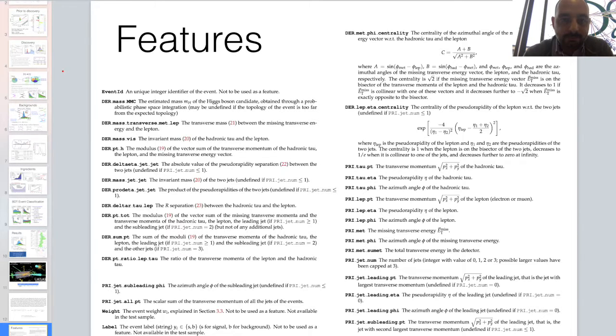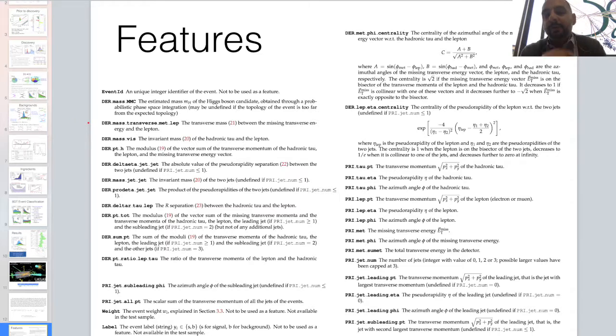Anyway, you have the PT. I didn't explain this very well earlier. The sum of the PT of the particles. This is the delta eta, the rapidity separation between them. This is the mass of the jet system. This is the product of the pseudorapidities. For some reason, it's a good variable. I'm not quite sure why. The separation between the leptons. This is again some sort of variable. The various variables that have the sum of the PT of the objects. The ratio of the PT of the lepton to the tau.